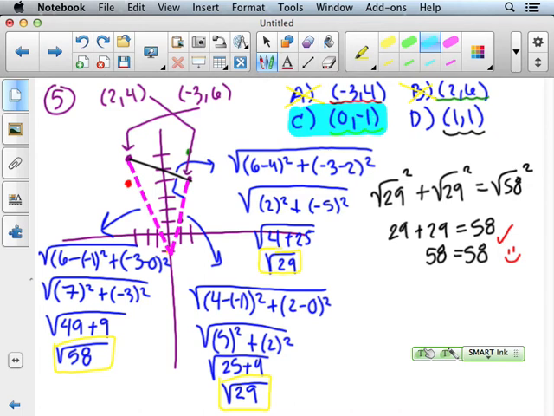Okay, this point has to be the third vertex. Well, this works as the third vertex to make this a right triangle.